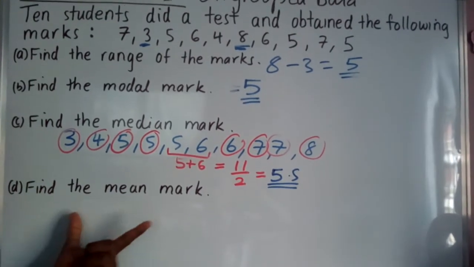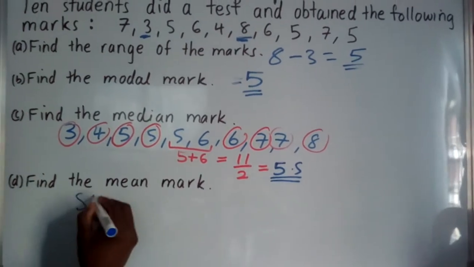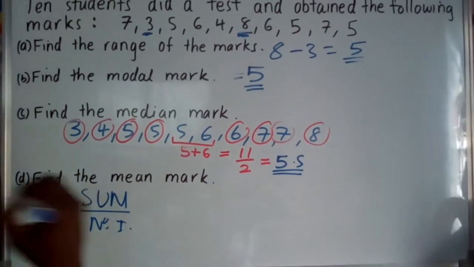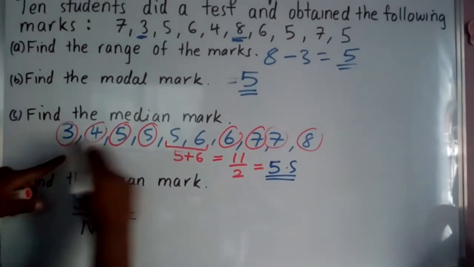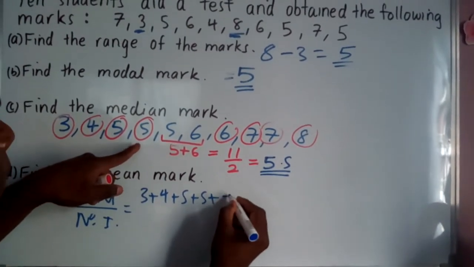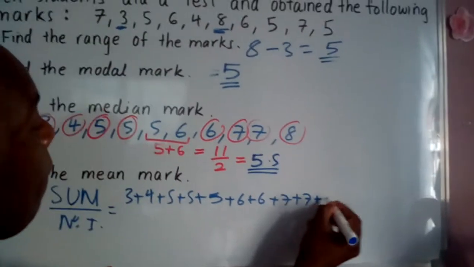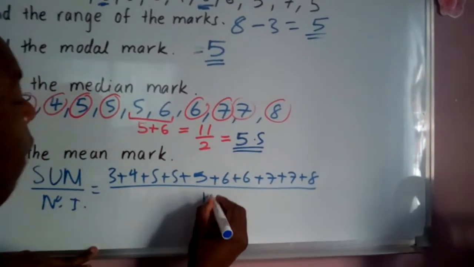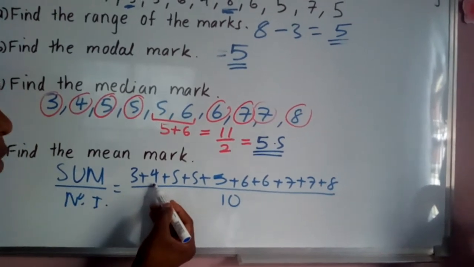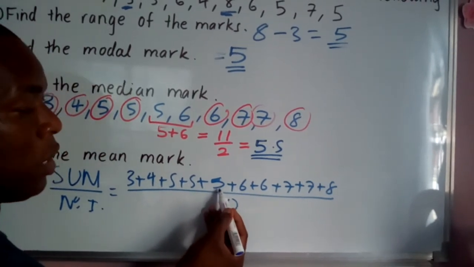Lastly, find the mean mark. As we know, mean means average. So we shall get the sum and then we divide by number of items. Now, what shall we add? We shall add all this information. And we shall divide by 10. 3 plus 4, that is 7. 7 plus 10, 17. 17 plus 5, we get 22.